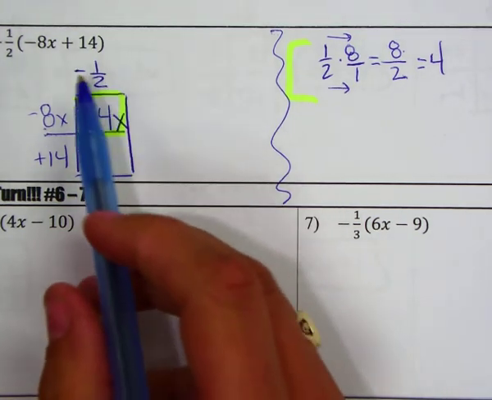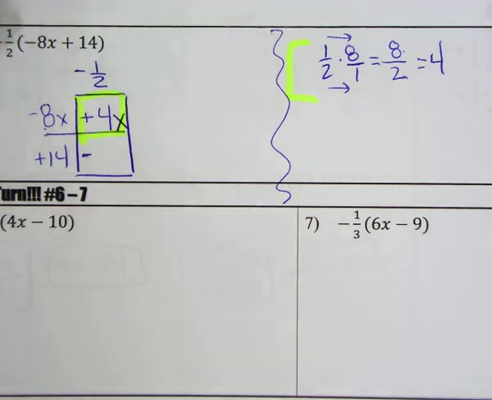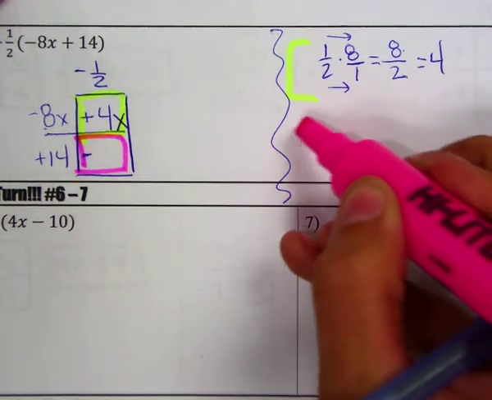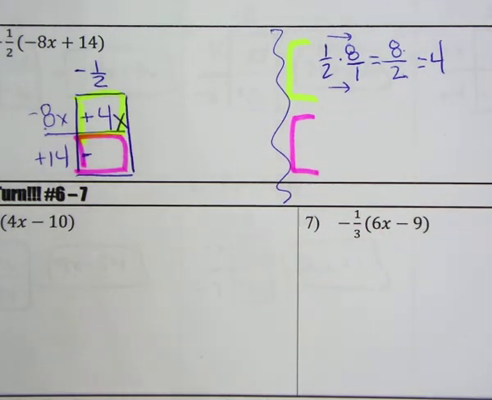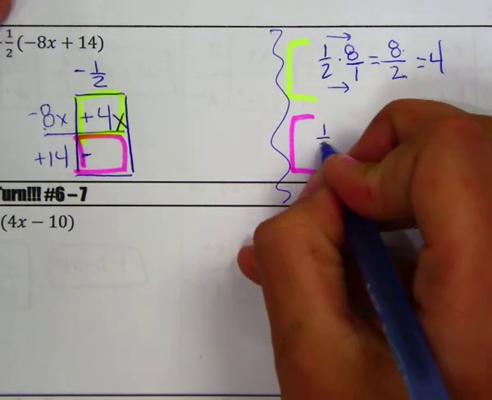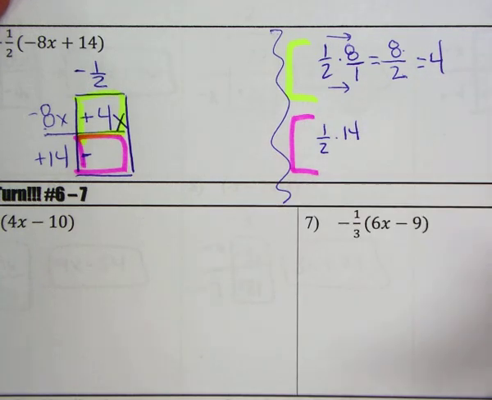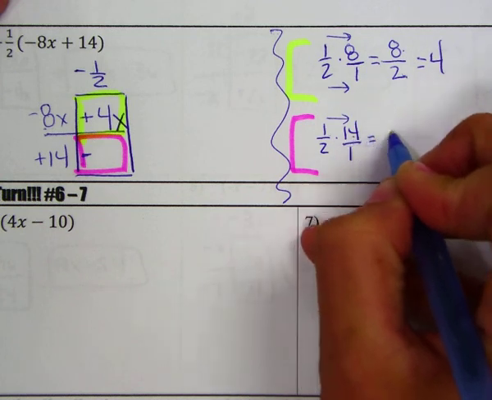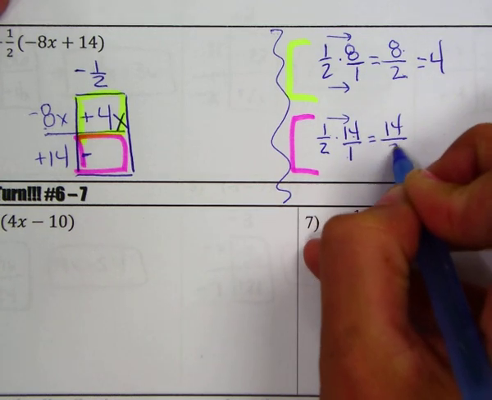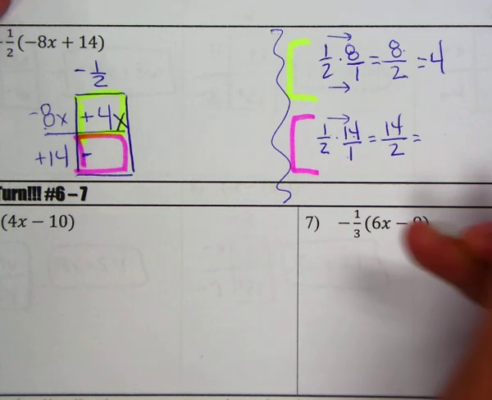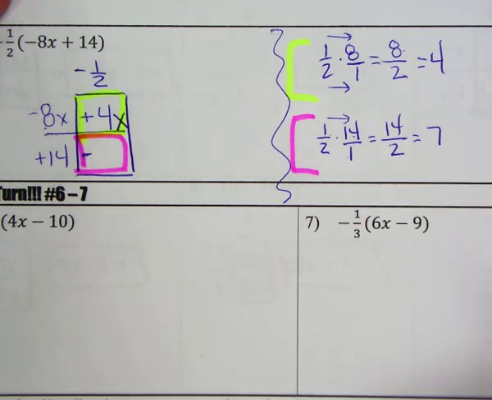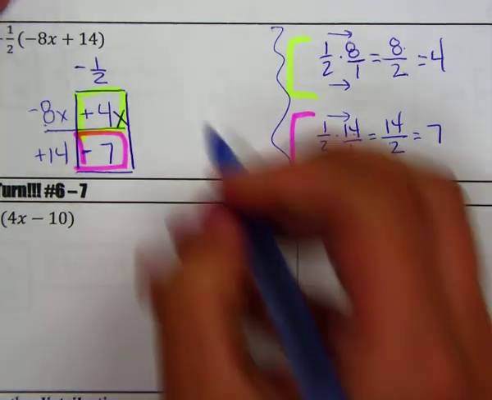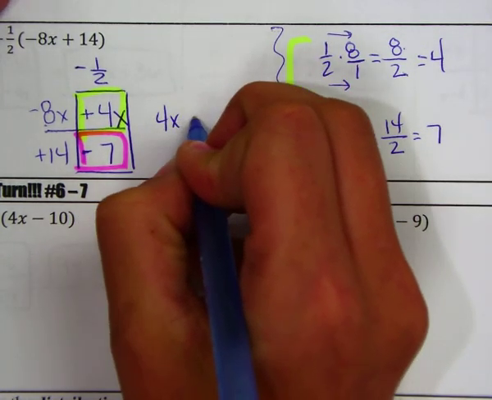Next box. Negative times a positive is a negative. 1/2 times 14. I don't know that off the top of my head. So I'm going to come over here and do some scratch work. 1/2 times 14. Again, just like this one, I'm going to put 14 over 1, multiply straight across. 1 times 14 is 14. 2 times 1 is 2. 14 divided by 2 is 7. Put 7 back in that box. So the answer is 4x minus 7.